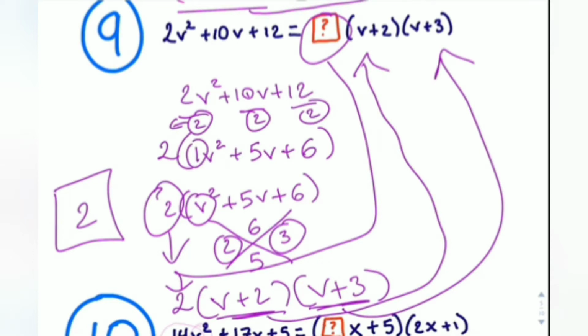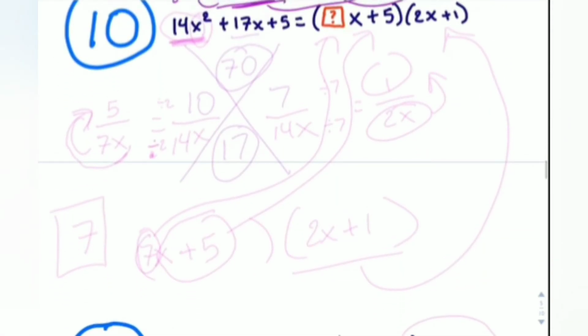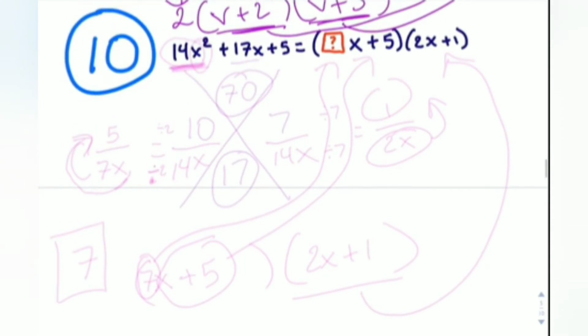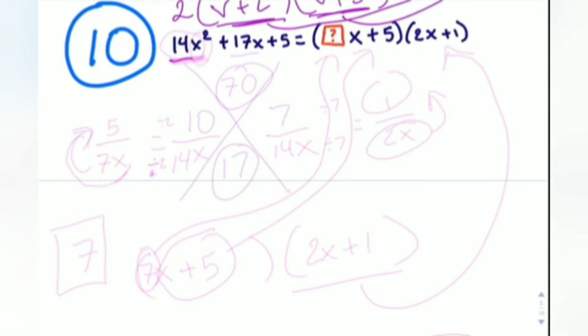Now let's solve this. Now this has a coefficient. It's no longer 1, it's now 14. So let's solve it. Let's factor. We need to find a number that multiplies to 14 times 5, which is 70, and it must add to the middle term, which is 17.